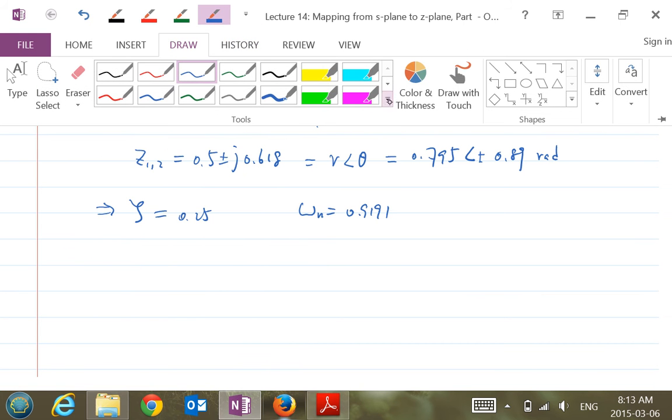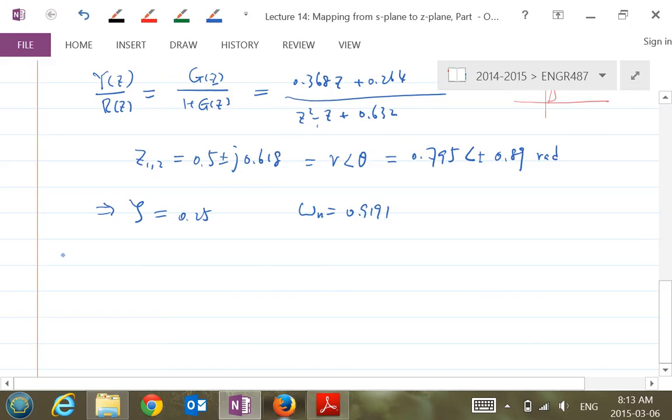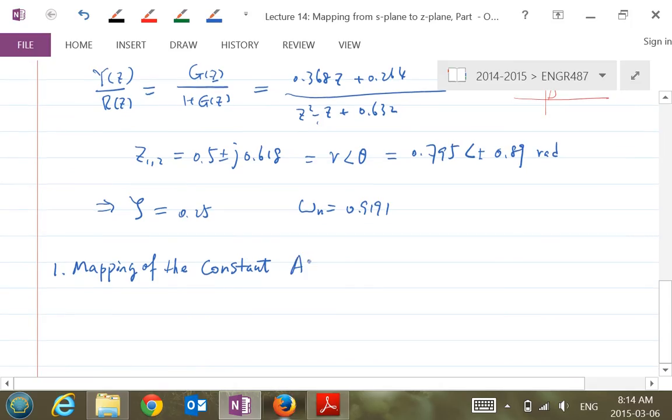the mapping. Now keep looking at the mapping part. What I want to do now is look at the mapping of some special loci in the continuous domain, and then we'll look at how that would be mapped into the Z plane. So first, we're going to look at the mapping of the constant attenuation loci.